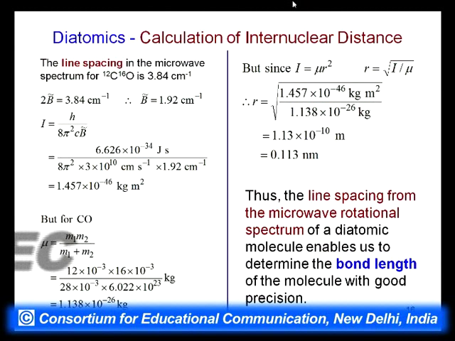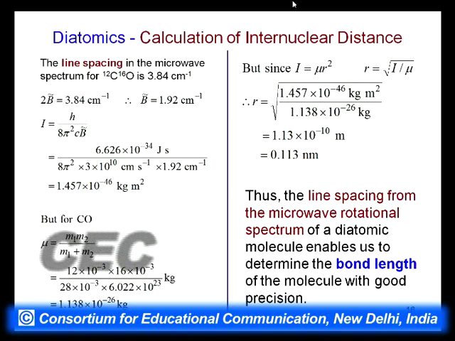We have roughly taken c as 3 into 10 raised to the power of 10 centimeter per second, because we want to express the result. We have got the wave number in centimeter inverse, and when you cross out all the remaining units, what you find is that the moment of inertia has turned out to be of the order of 10 raised to the power of minus 46 kg meter square.